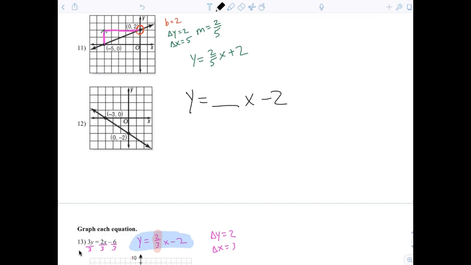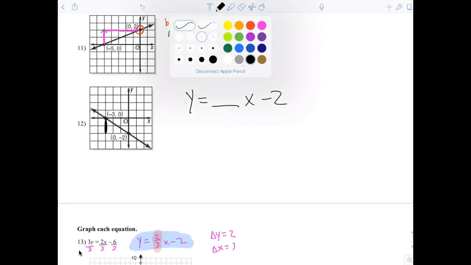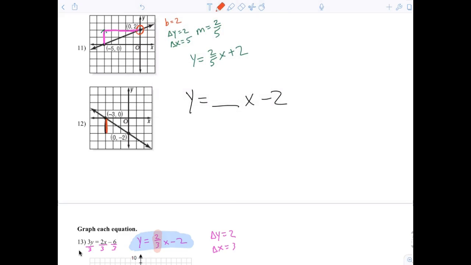Now we're just doing, I went what? Down 2 and over 3, right? Down 2 and over 3. So that slope is negative 2 over 3, right? I don't care where you put the negative, but remember, going down is what? Negative, and to the right is what? There you have it. Anybody have any questions with that? Nobody? All right, here we go.